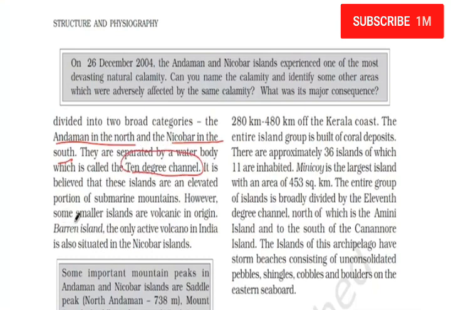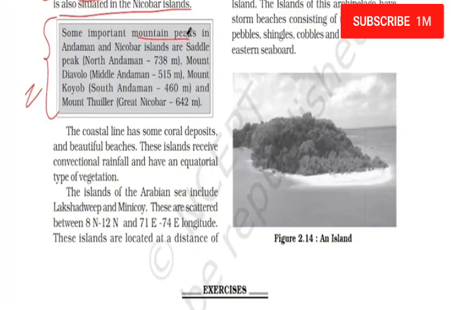And some of these smaller islands are volcanic in origin, and Barren Island is the only active volcano situated in the Andaman and Nicobar Islands. Please read it, it's very, very important for you. And this factual information where they talk about important mountain peaks present on every group of islands is also important for us. Then Lakshadweep is actually divided into Laccadive and Minicoy, right? And these islands are usually coral reefs.